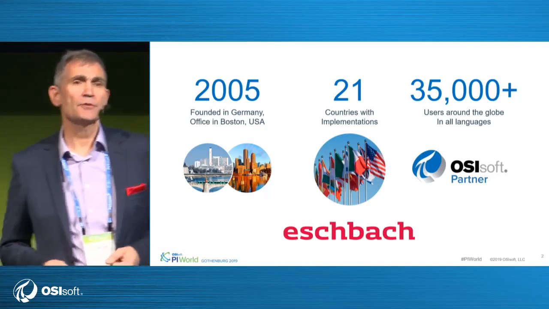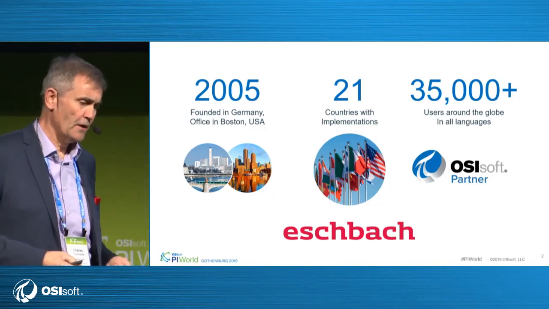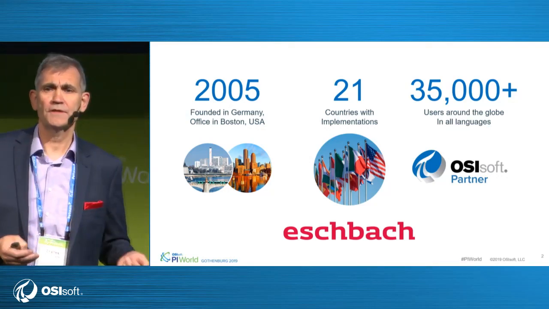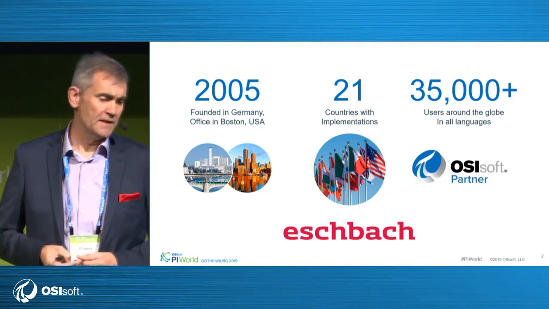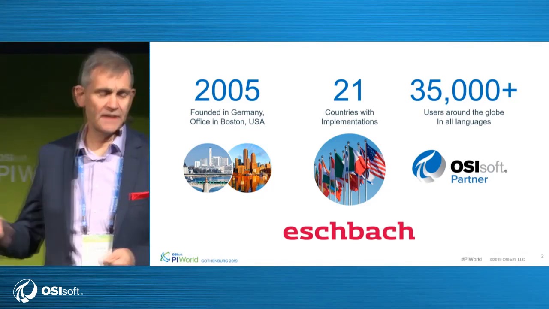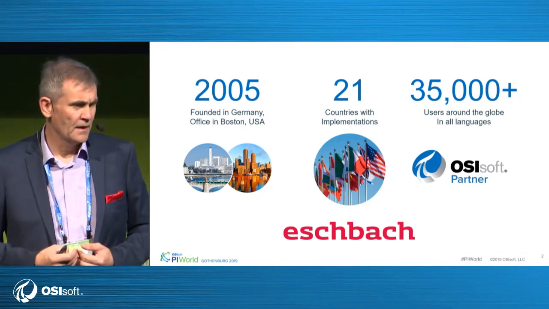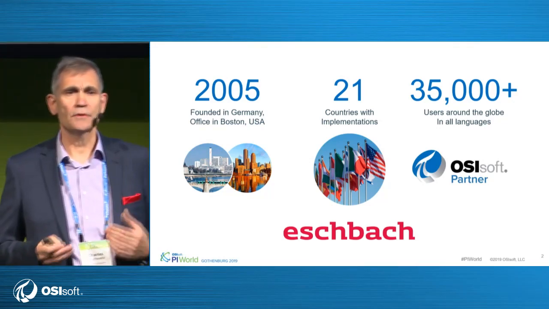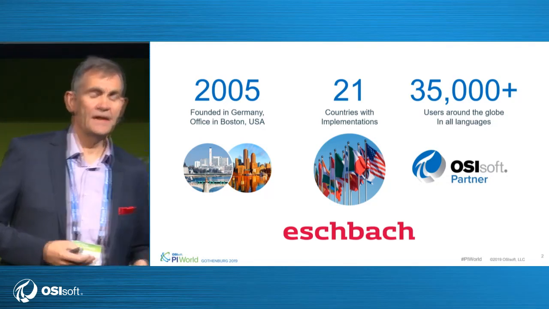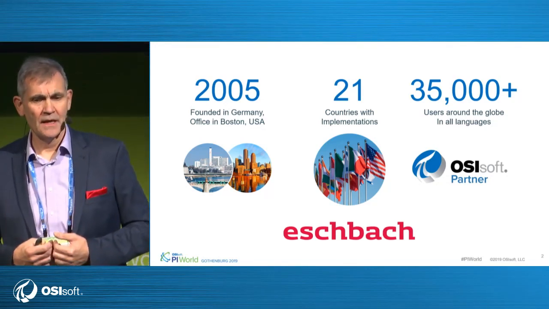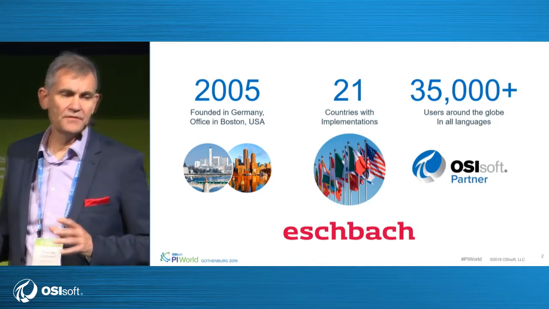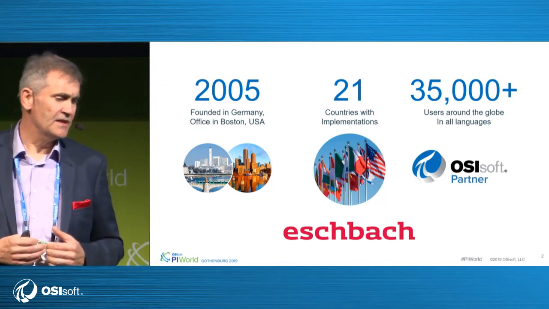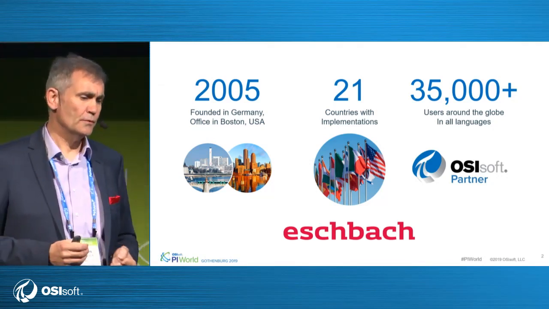But first, I'd like to introduce you to Eschbach. We are a German software company founded in 2005. We have offices in South Germany, close to Basel on the Swiss border. We have offices in the States, in Boston. And we installed our first Shiftconnector solution about 14 years ago to a former Roche vitamin plant, now part of DSM. And in the intervening 14 years, we've developed our product suite and our customer base. And today we have installations in 21 countries around the world.